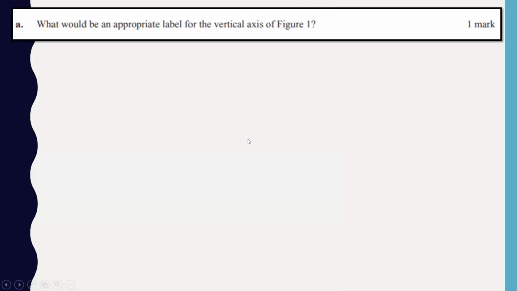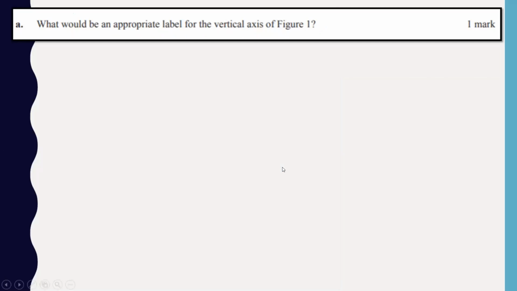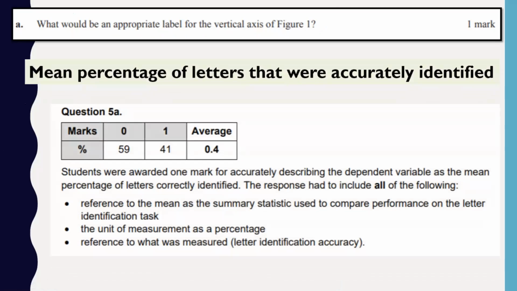The first question is, what would be an appropriate label for the vertical axis of figure 1? What does vertical mean? Vertical means going kind of straight up. Okay, vertical axis means the y-axis. If we go back to figure 1, what is our y-axis? It's the one with the percentages. What was the percentages about? It was about the mean percentage of letters accurately identified. Wasn't it? Yes, it was.